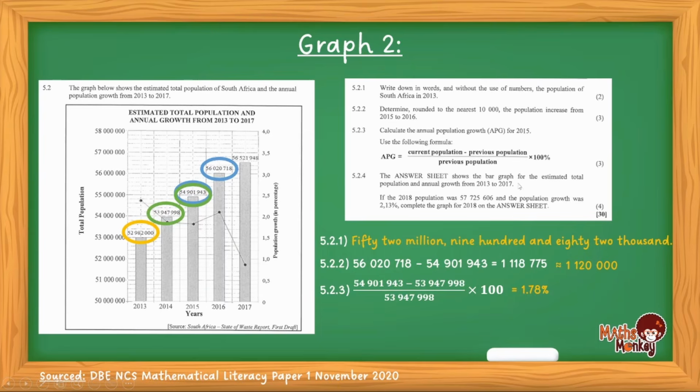The answer sheet shows the bar graph for the estimated total population and annual growth from 2013 to 2017. If the 2018 population was a total which is obviously more than 2017, and the population growth, which is the percentage, is 2.13, complete the graph for 2018 on the answer sheet. So essentially on the answer sheet grade 12, they've given you an extra year, which is 2018. What they wanted to see is that you are able to plot this 2.13 at this dot, which will then be somewhere over there. So this dot for 2018 would have to be there, and then the population has to be 57, which is a little bit higher, 57 over here. You see there, that's halfway through that.